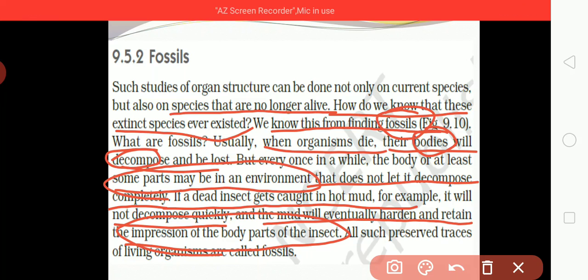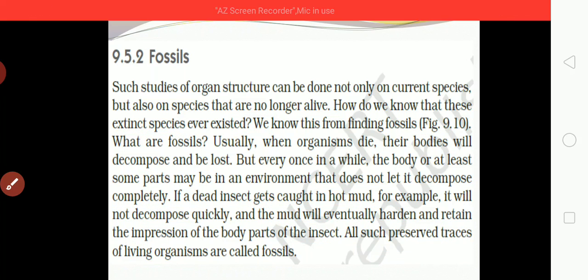All such preserved traces of a living organism are called fossils. The remaining or preserved traces of a living organism are said to be fossils.